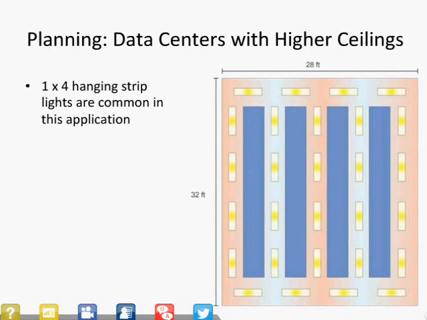For those areas that have higher ceilings or hard ceilings or inaccessible ceilings, a typical approach is to use 1x4 strip fixtures. Here we have the same data center as we had on the last slide, same hot and cold aisle orientation. But in this case, with the strip fixtures, it actually may even be easier to locate the fixtures where you want the light. Controls can then be overlaid on top of that and controlled either in groups or individually.